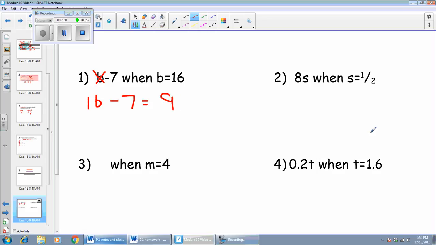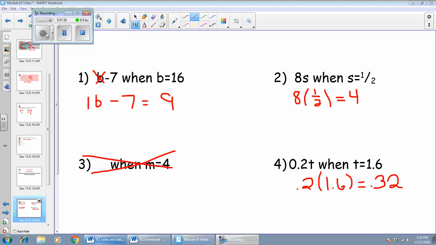Why don't you complete the rest and then we'll compare answers. Press pause, complete the rest, and then press play. Alrighty, check your answers. 8s when s is a half, 8 times a half, or 1/2 of 8 is 4. Question 3 you can actually disregard as it's incomplete. Question 4, if we're taking 2/10 of 1.6, we're left with 0.32.